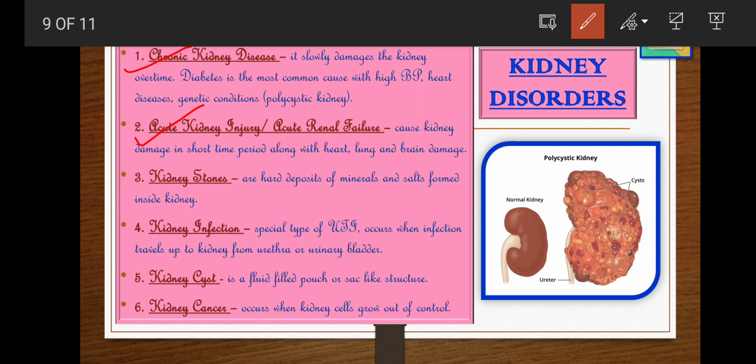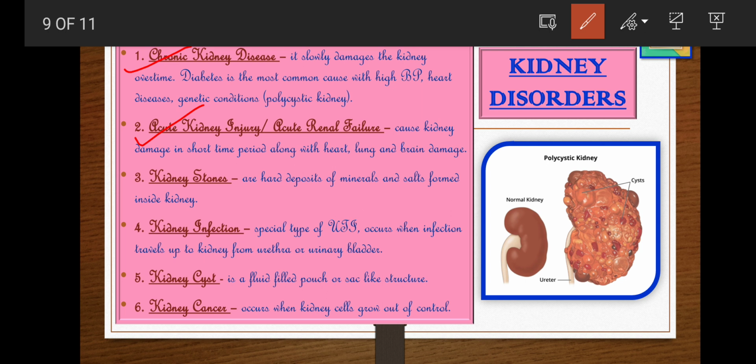The symptoms which can be seen in this AKI are decreased urine volume, puffiness around the eyes, swelling over the ankles and feet, nausea, shortness of breath, fatigue, confusion, chest pain. So these were the symptoms of AKI.